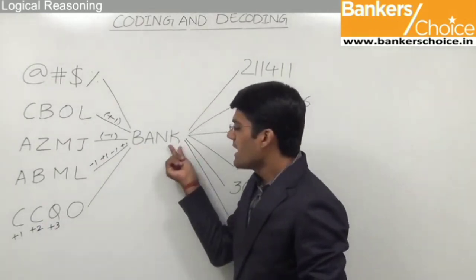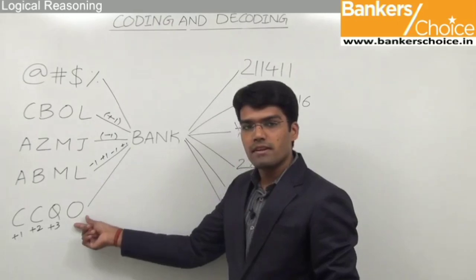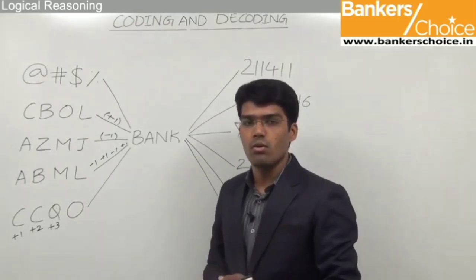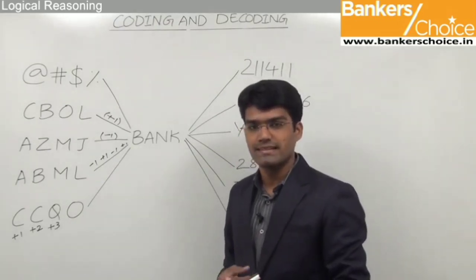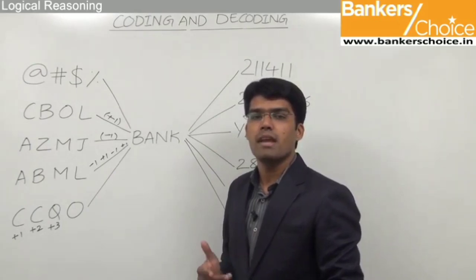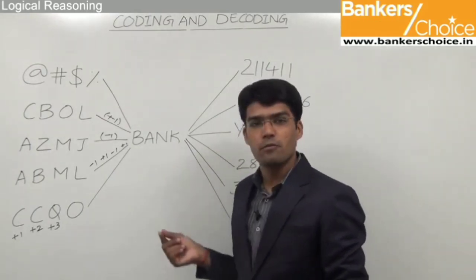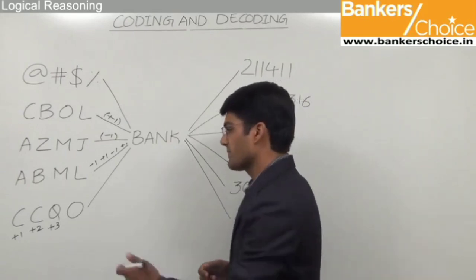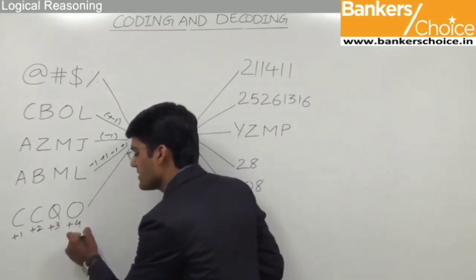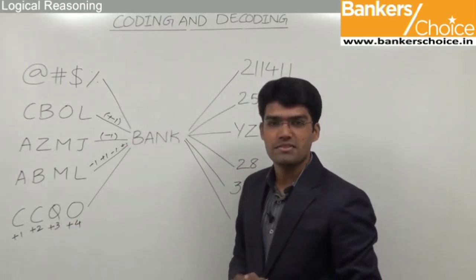Similarly, the letter K has been taken as O. And if you try to find out the distance between K and O, it comes out to be 4 positions. That is K, L, M, N, O. So it is very clear that K has been shifted by 4 positions in the forward direction. So the letter O is a result of shifting K by 4 positions.